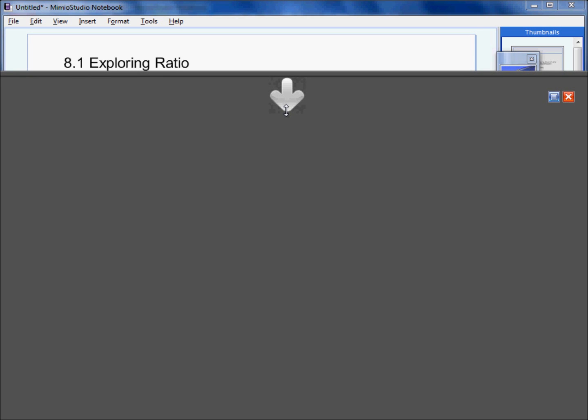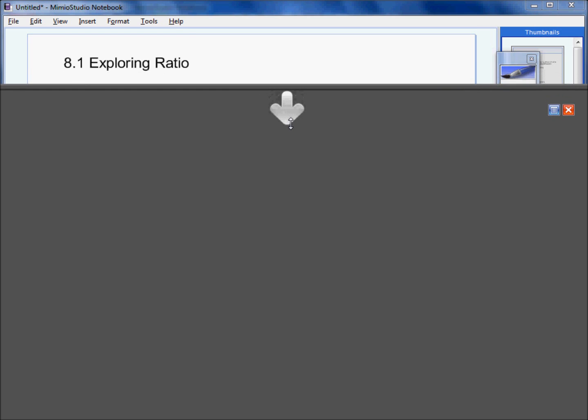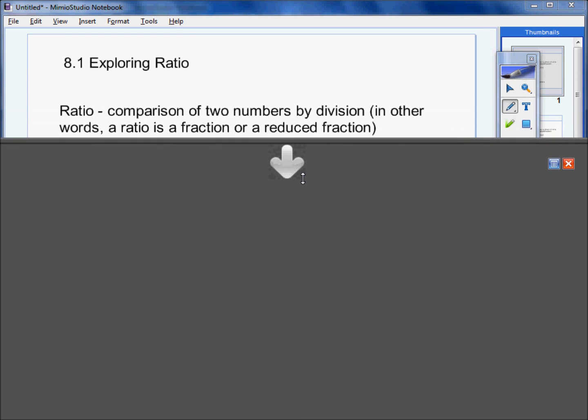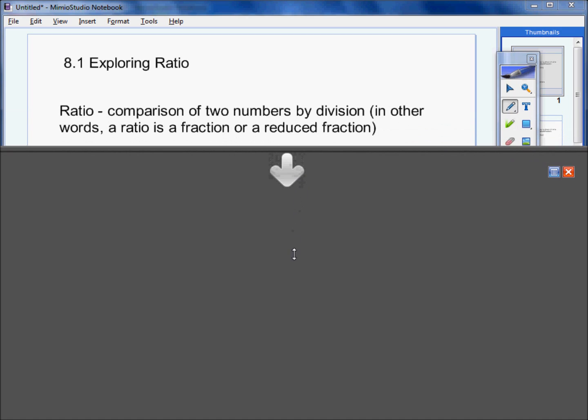Now, a lot of you probably remember from your past, even in junior high, what ratio means. You don't have to write this definition, but a ratio is just a comparison of two numbers by division. In other words, it's a fraction, and you always reduce fractions. So that means that you always reduce ratios. Okay, so we're thinking fractions when we're thinking ratios. Sometimes they can look a little different, and we'll get to another notation in just a second.